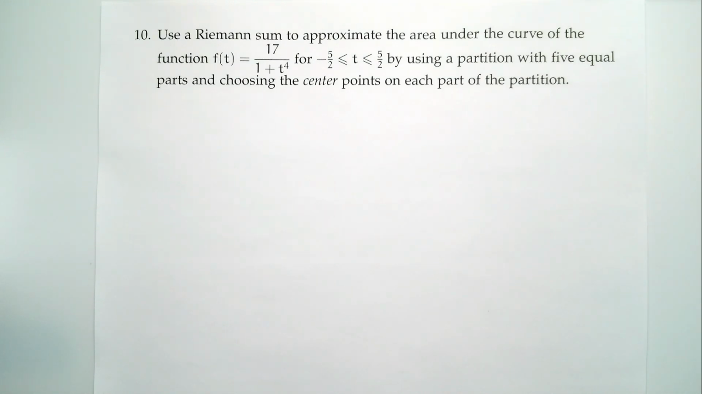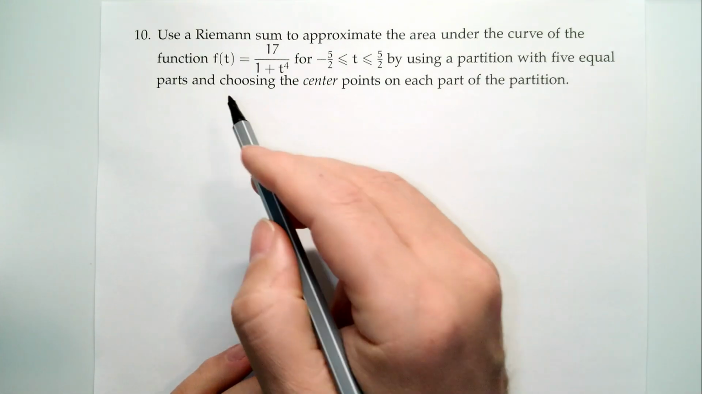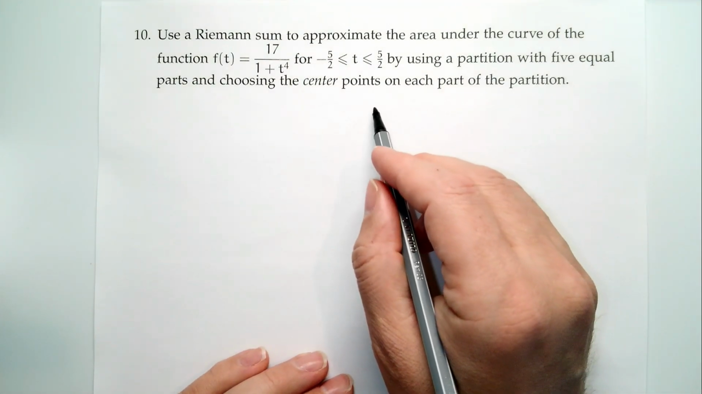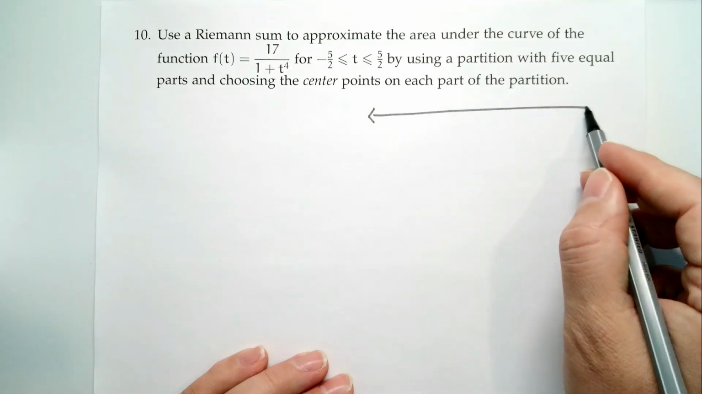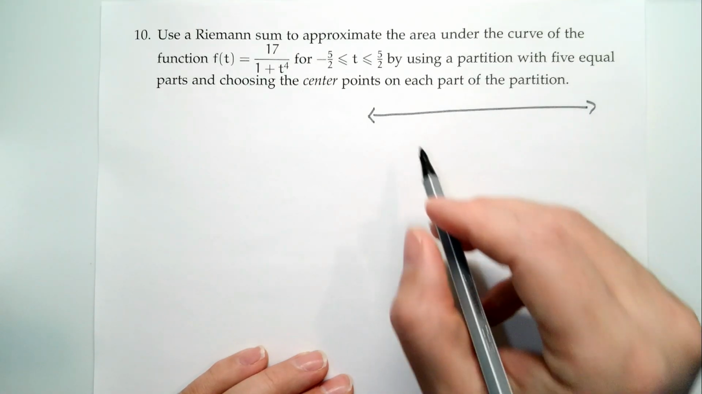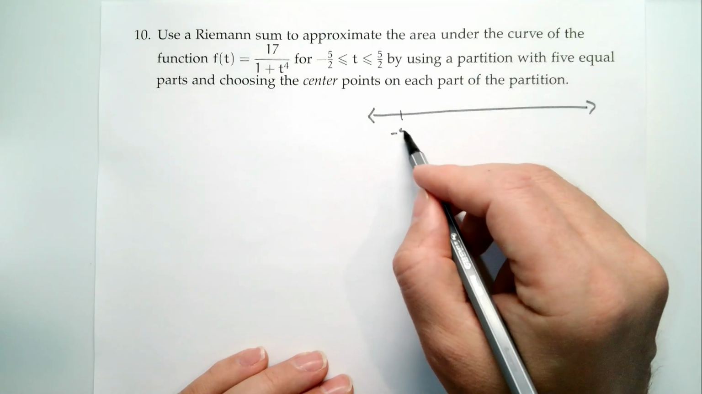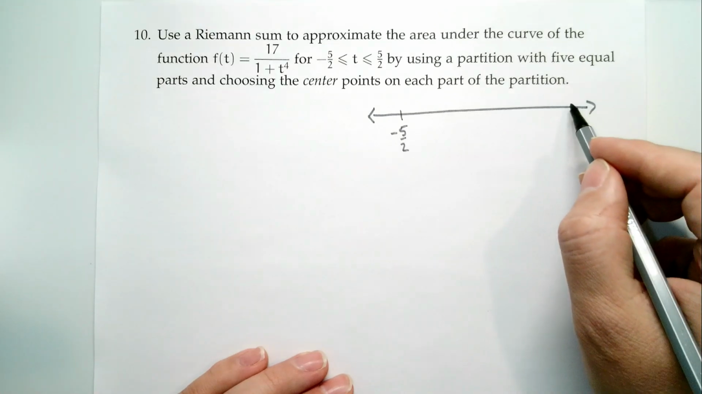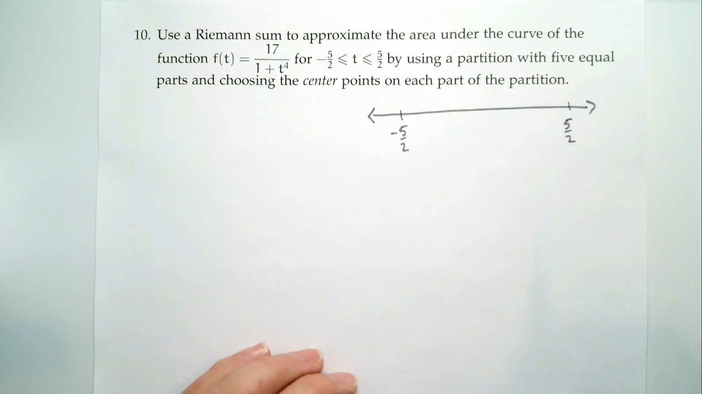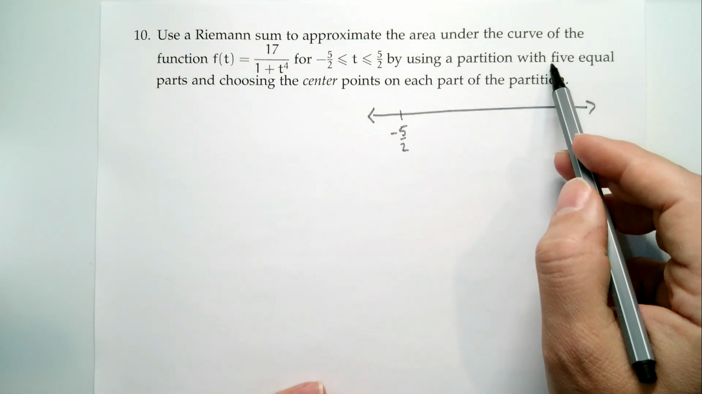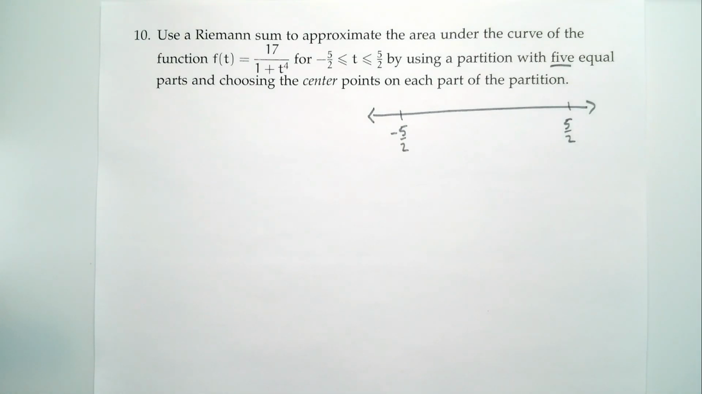Okay, so we want to use a Riemann sum. Our function here, we have 17 over 1 plus 2 to the 4th. That's an interesting function. And we're going from negative 5 halves to positive 5 halves. All right, that's curious. And we want to have 5 equal parts.